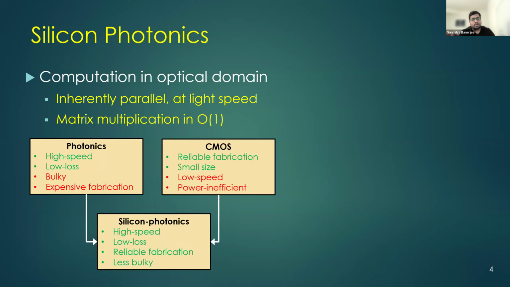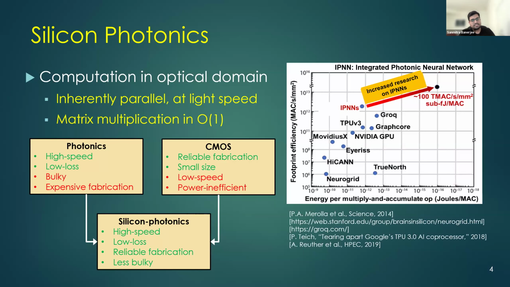If we compare silicon photonic AI accelerators with existing state-of-the-art AI hardware, we'll see that footprint efficiency-wise, we have a satisfactory footprint efficiency. However, there's still some work that needs to be done to go from where we are now to around 100 teraMAC operations per second per millimeter square of footprint and a sub-femtojoule energy overhead per MAC operation.